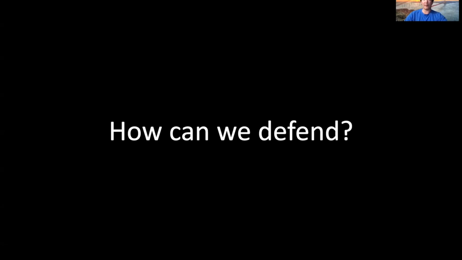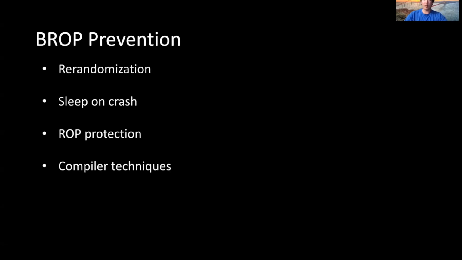But how do we defend against the attack? In order to prevent BROP, the author of Hacking Blind suggested 4 methods. Re-randomization is the most basic protection, re-randomizing canaries and ASLR as often as possible. The simplest way is to fork and execute the process on crash and spawn. This re-randomizes both canaries and ASLR.